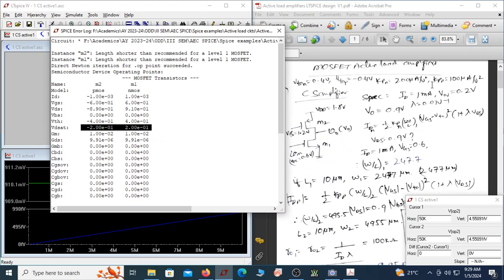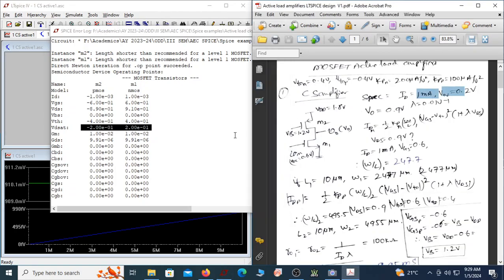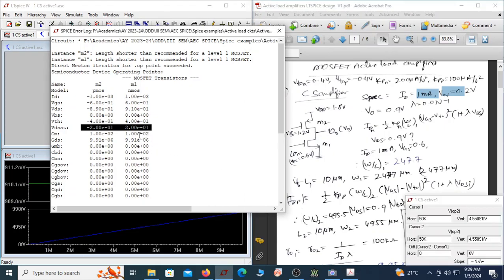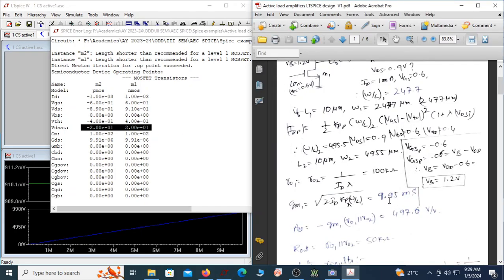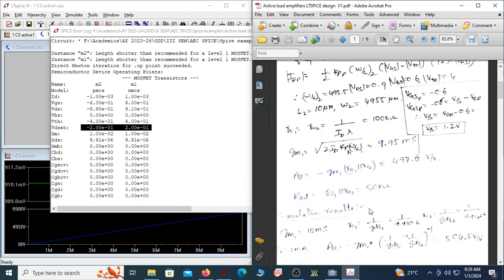You can see here this is VOV, the overdrive voltage, and the gm is 10 millisiemens. We are not worried about the gm of M2, that doesn't come into the picture in our design. We are looking at the gm of M1, which is 1 times 10 to the power minus 2, nothing but 10 millisiemens. Theoretically it comes out to be 9.95 millisiemens, which is close to 10 millisiemens.